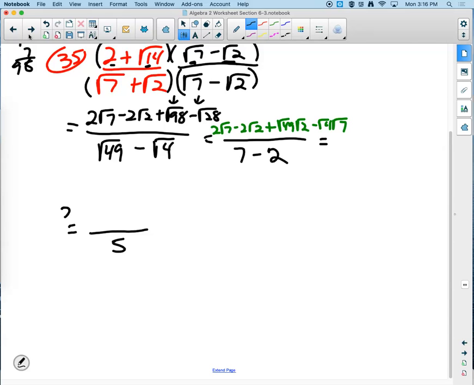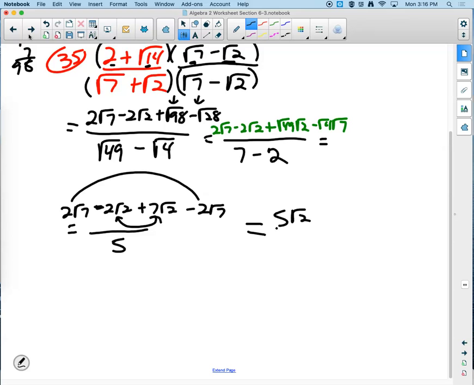All right, so that would be 2 square roots of 7 minus 2 square roots of 2 plus 7 square roots of 2 minus 2 square roots of 7. And now we have like terms. So 2 square roots of 7 minus 2 square roots of 7, that's gone. That's helpful. And then negative 2 square roots of 2 plus 7 square roots of 2 is 5 square roots of 2 all over our little 5. And the 5's will cancel. And we'll get the square root of 2 as our answer for number 35.